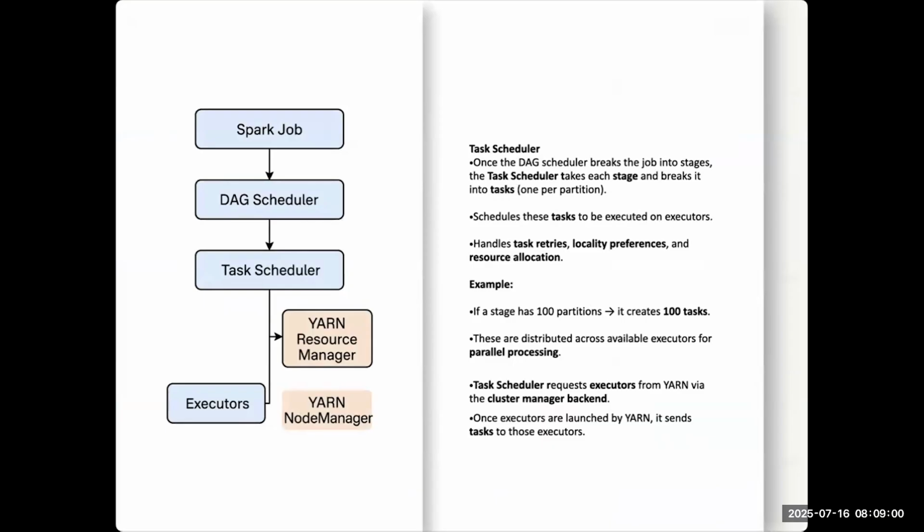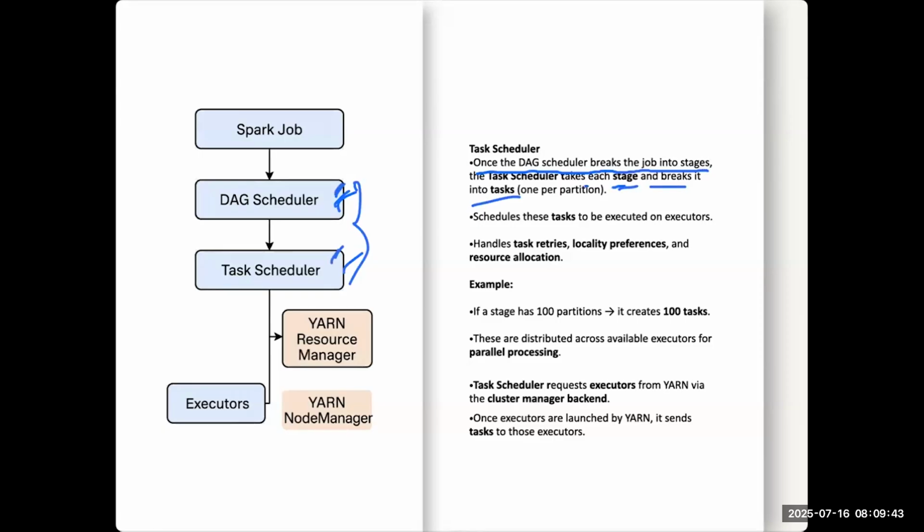See, you have a Spark job, and in that you have the DAG scheduler and the task scheduler. Once the DAG scheduler breaks the job into stages, the task scheduler takes each stage and breaks it into tasks, one per partition. So stages are created by the DAG, and then the task scheduler converts each stage into tasks. These are the components in Spark, so you need to know the responsibility of each. This may be an interview question. So what is the task scheduler doing?